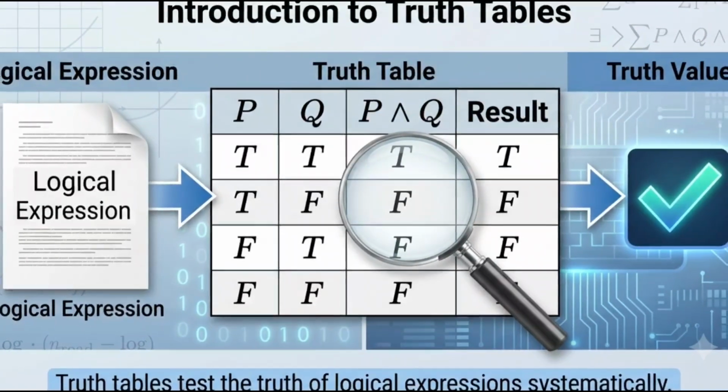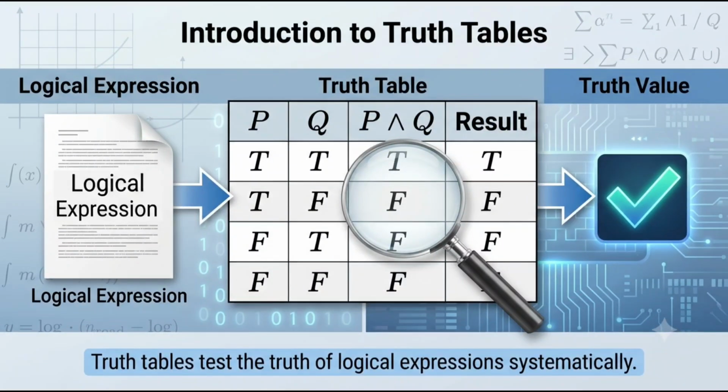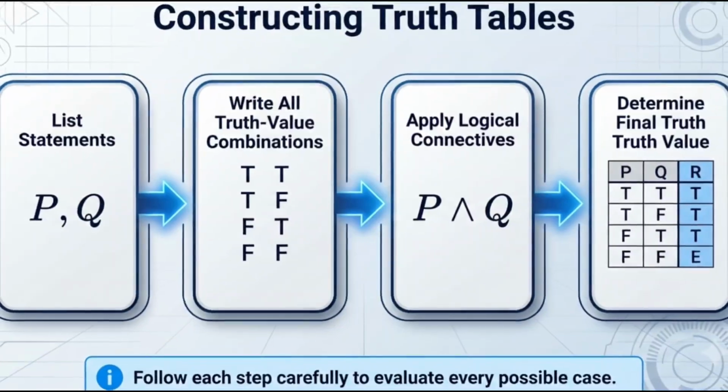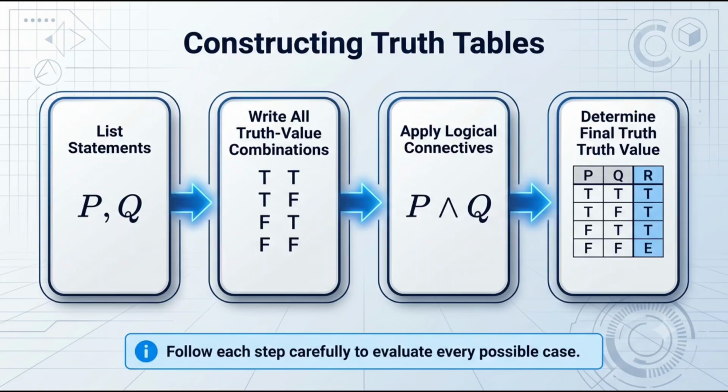A truth table is a systematic method for finding the truth value of a logical expression. It lists every possible combination of truth values for the statements involved and shows the result for the entire expression. Truth tables help us understand exactly how logical connectives work. To construct a truth table, we first list all possible truth values for the basic statements. Then step by step, we calculate the truth value of each part of the expression until we reach the final result. This organized approach removes guesswork and makes logical analysis precise.